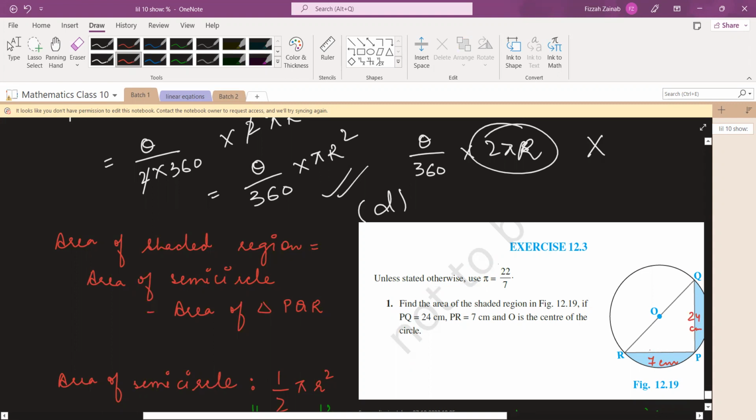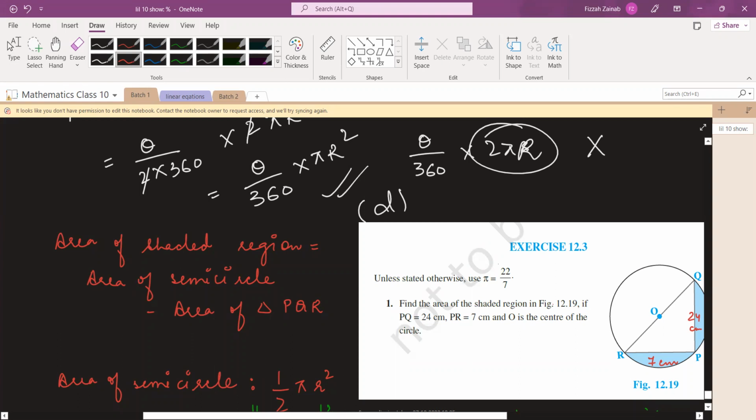So that means the radius of the circle we don't know. Is that okay? Yeah, ma'am. So that means first of all we have to find the radius of this circle, correct? And then we will be able to find the area of the semicircle.